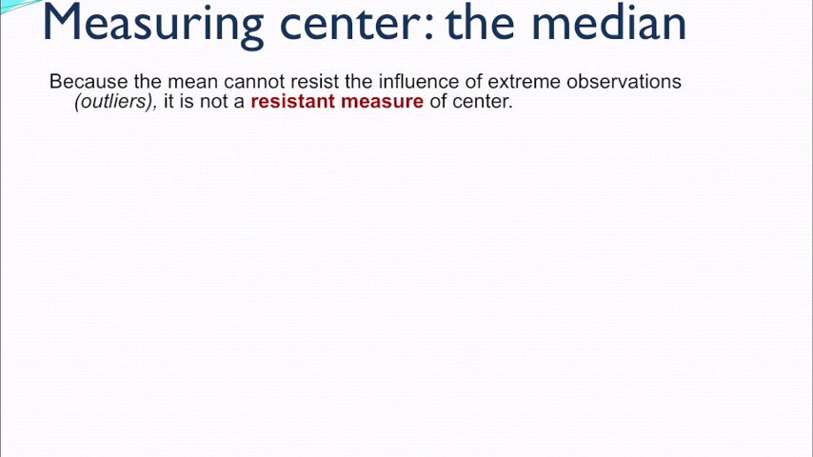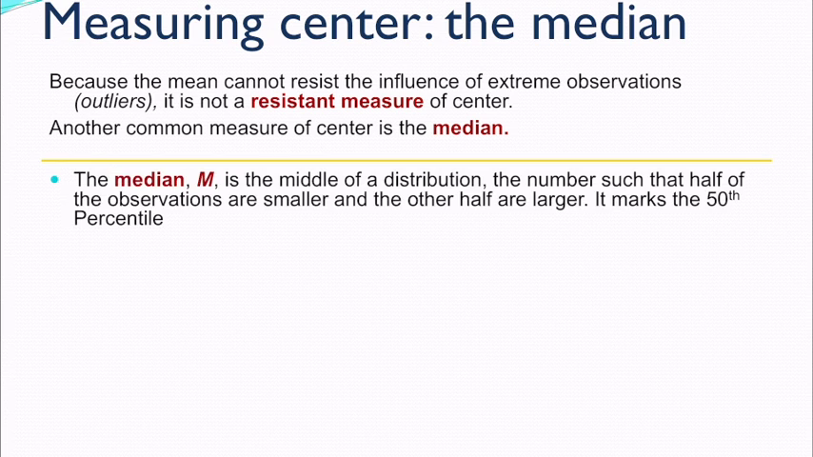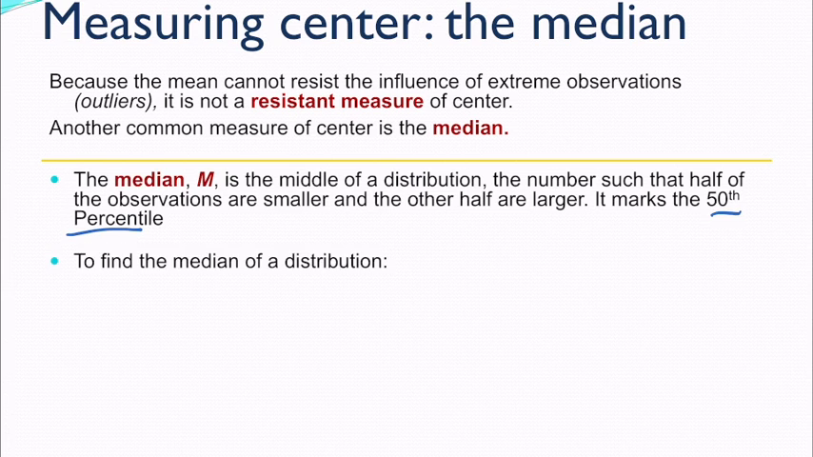Another measure of center is our median. We like this because the mean cannot resist the influence of outliers, right? We have to add everything together, as we saw in example 2. But the median is resistant to outliers. So our median, capital M, that's the middle of our distribution, right? As I'd said earlier, it does mark the 50th percentile.